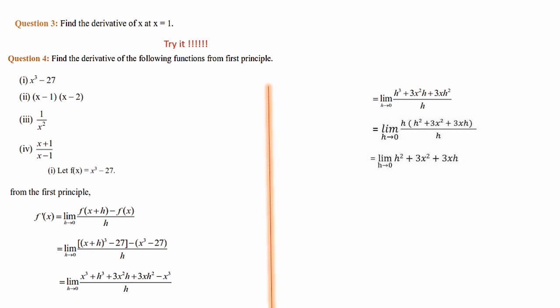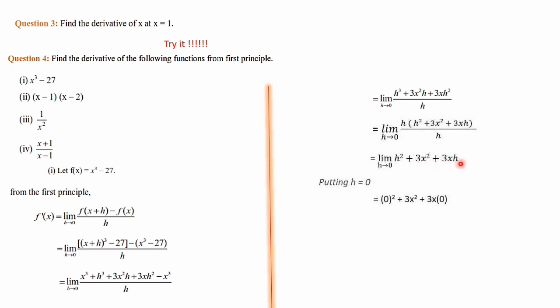That is, limit h tends to 0, the balance h square plus 3x square plus 3xh. Then we can just put the value h is equal to 0, that is here 0 square plus 3 into, here there is no h, so no substitution, that is 3x square plus 3xh.